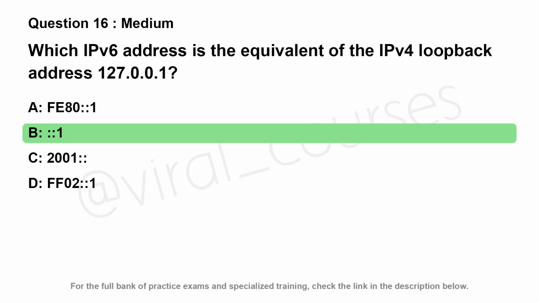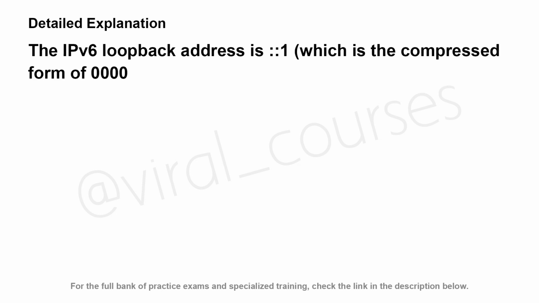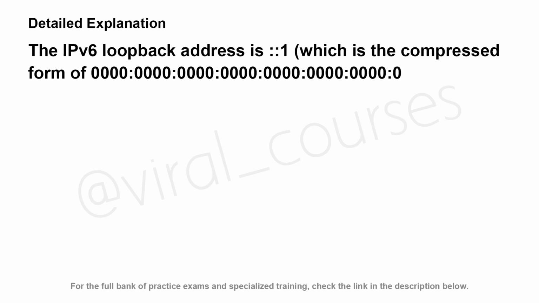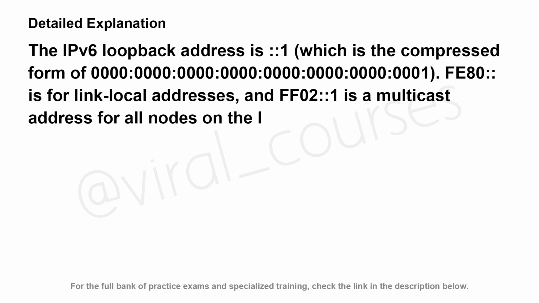The correct answer is B. The IPv6 loopback address is ::1, which is the compressed form of 0000:0000:0000:0000:0000:0000:0000:0001. FE80 is for link-local addresses, and FF02::1 is a multicast address for all nodes on the local segment.